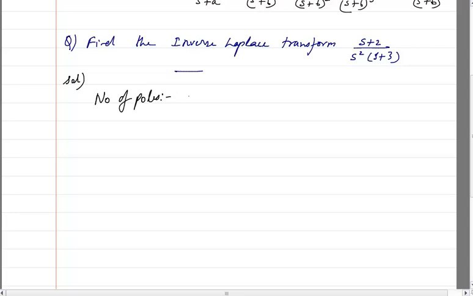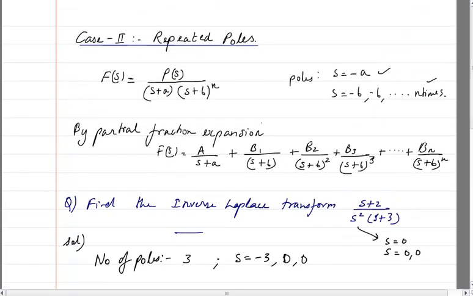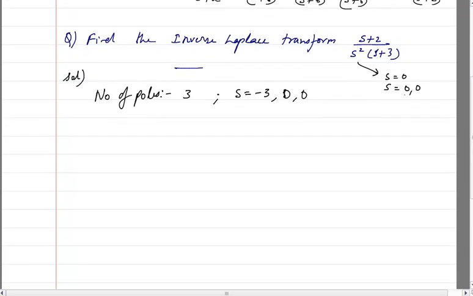The number of poles is 3. Where are they? One is at s equal to minus 3, and the other two are at s equal to 0, 0, because of s squared. So s equal to 0 is one pole; if you have s squared, it is s equal to 0 comma 0. So there are three poles: one at minus 3, another at 0, and the third also at 0. That is why they are called repeated poles, because here 0 is being repeated.